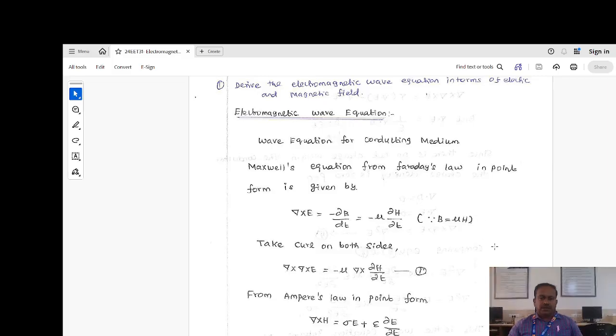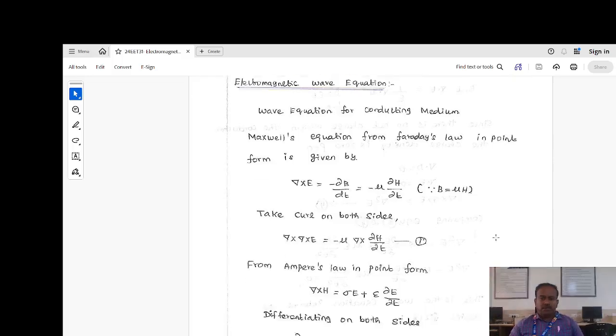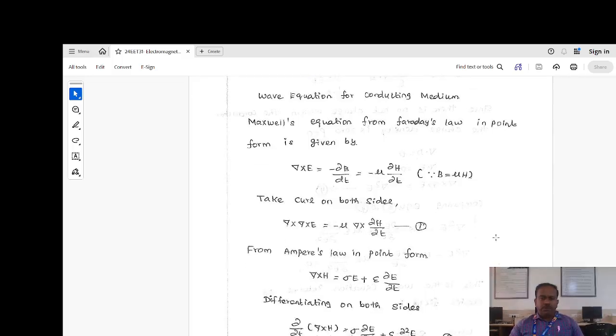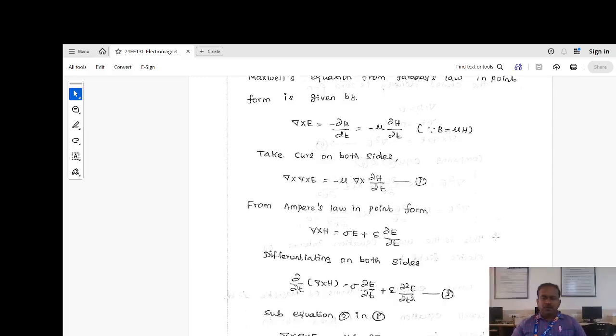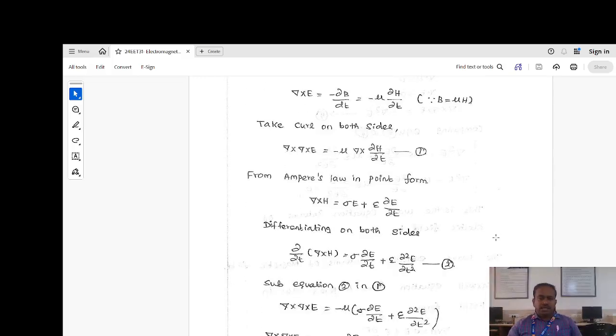So del cross E equal to minus mu into dou H by dou T. Take curl on both sides. So del cross del cross E equal to minus mu into del cross dou H by dou T. So equation number 1. From Ampere's law in point form, we have del cross H equal to sigma into E plus epsilon into dou E by dou T. Differentiating on both sides, dou by dou T into del cross H equal to sigma into dou E by dou T plus epsilon into dou squared E by dou T squared. So that is equation number 2.